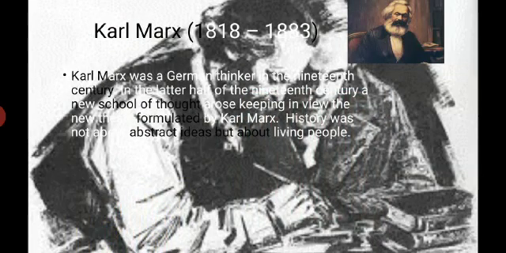Karl Marx, 1818 to 1883. The new thesis formulated by Karl Marx led to the rise of a new school of thought in the latter half of the 19th century. According to Karl Marx, history was about living people and not about abstract ideas. The fundamental needs of people and the ownership as well as nature of prevalent means of production to meet those needs shape human relationships.